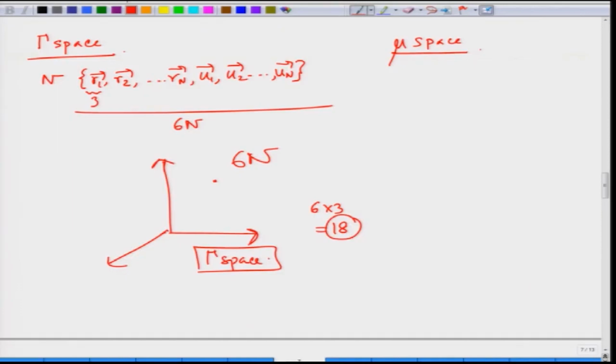Now, what is mu space? Mu space is possible only when the system is composed of n identically behaving particles, n identical particles. Okay. Then what happens? These particles can only be distinguished from one another by their position and velocity. They have exactly identical physical and chemical properties. They only differ from each other by their position and velocity. So, only the mechanical state is different.